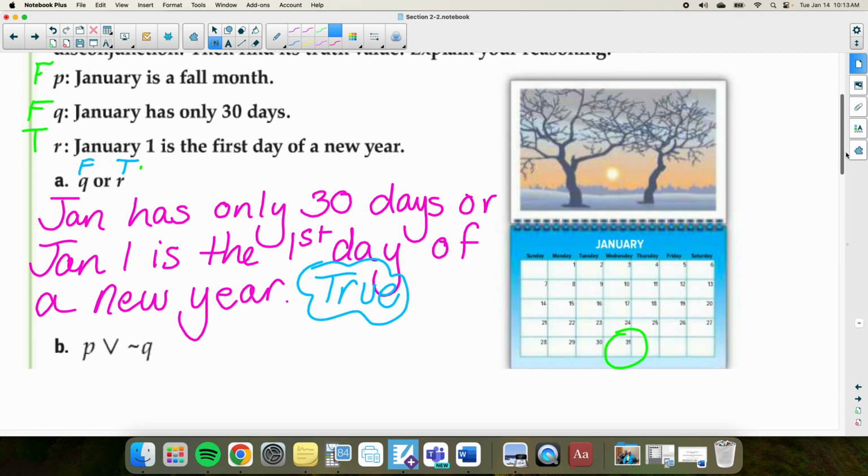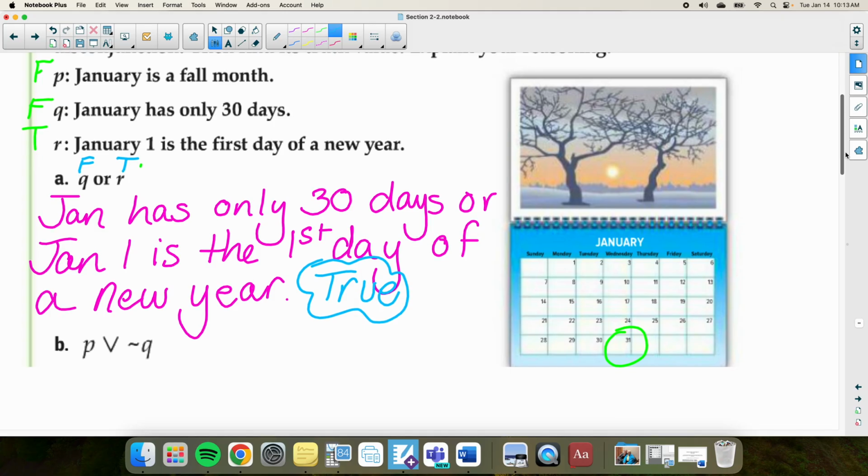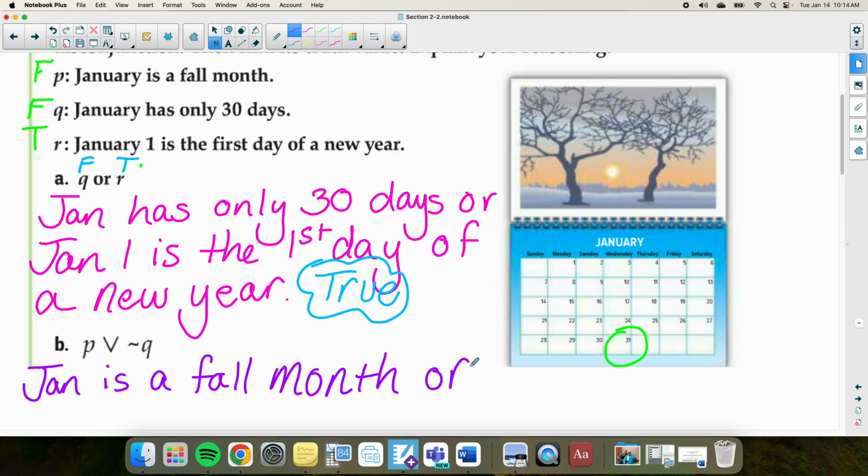Now they say P or not Q. So the V is or, and that means negate Q, so just put the word not in there. So let's do that one. P is January is a fall month, or, now not Q. I'm just going to take this and put the word not into it. So January does not have only 30 days.